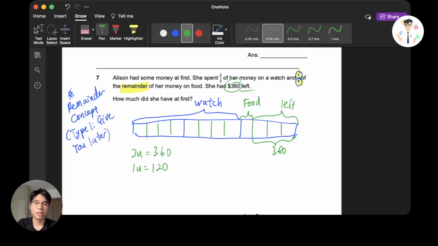Okay, now many of you were able to get to this stage as well, but the problem is you did not read the question. How much money did she have at first? As you know, the total is what? 1, 2, 3, 4, 5, 6, 7, 8, 9, 10, 11, 12. So the total is 12 units. So 120 times 12, and the answer is 1440. That's it, you are done.